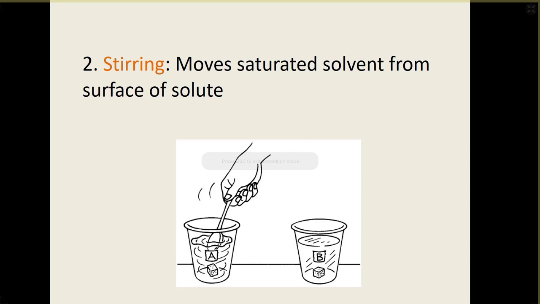So looking here at cup B, when the solute is dissolving, the solvent quickly forms a saturated solution around the solute. And recall that saturated solutions cannot dissolve any more solute. So this is going to dissolve very, very slowly because it's hard for the solvent to get in to reach the solute. So stirring will remove that saturated solution around the solute and bring in fresh solvent or fresh water.